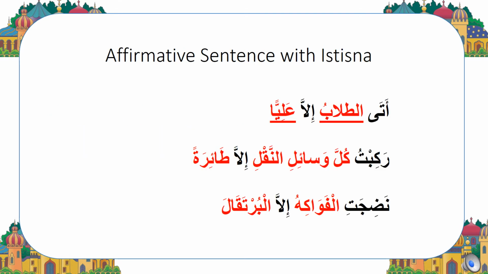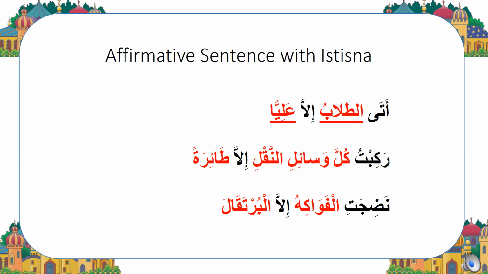Affirmative sentence with istisna. If the noun from which exception is made is mentioned in an affirmative sentence, then the accepted noun must be mansub. Look at this example. أتى الطلاب إلا عليا.